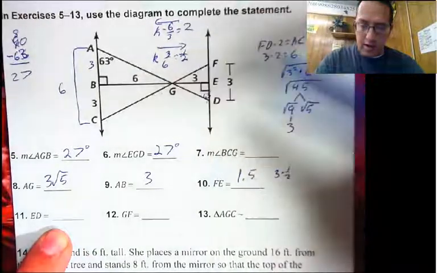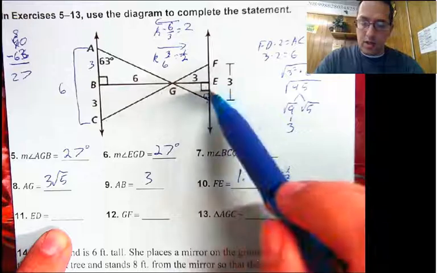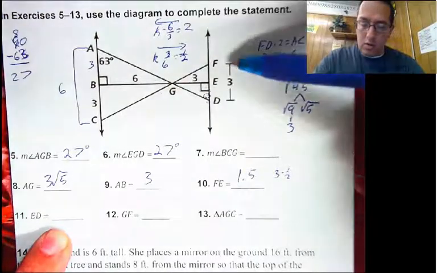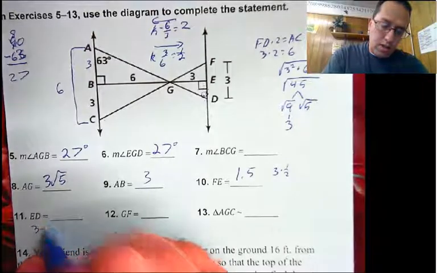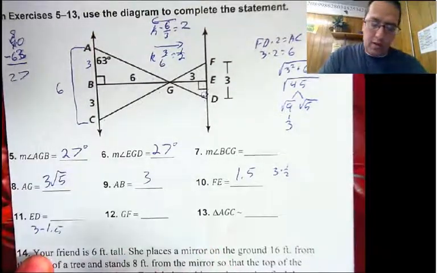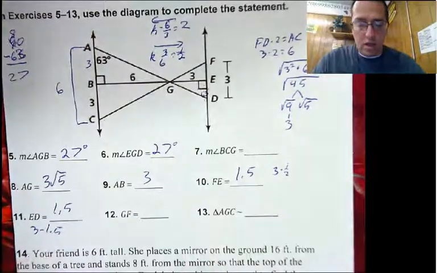Okay, so now we need the length of ED. So we have FE, we need ED. I could do it this way again, 3 times 1/2, right? Or, hey, the whole thing is 3, so I could just say 3 minus 1.5, which is, of course, another 1.5. All right.